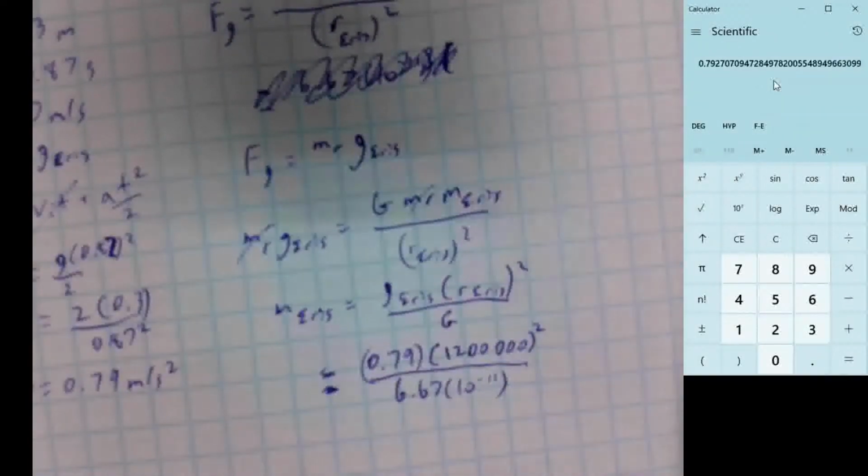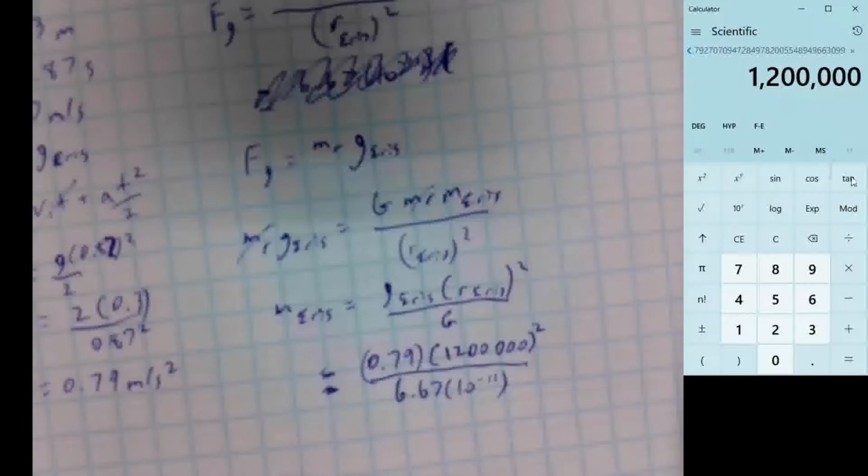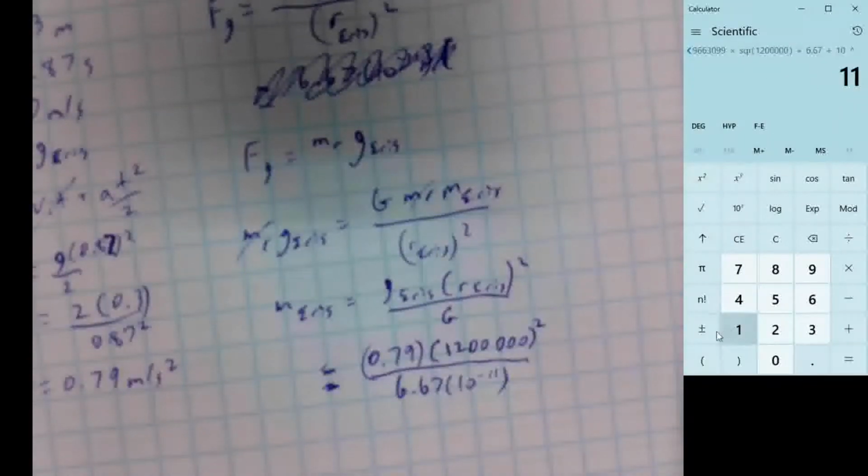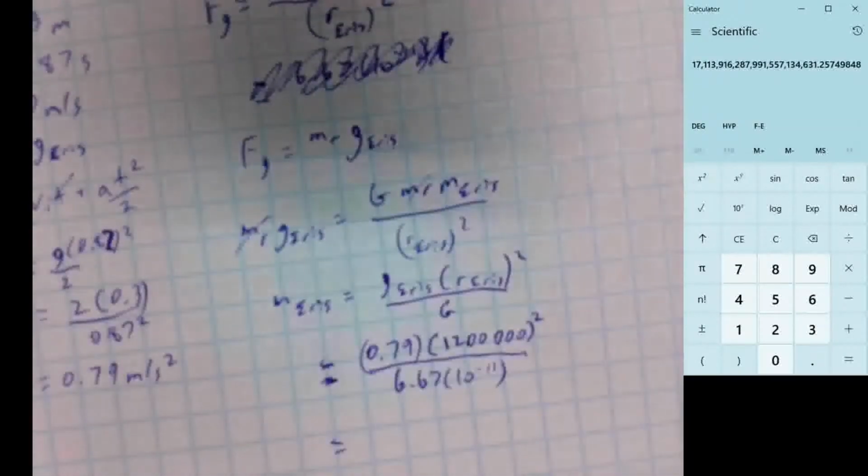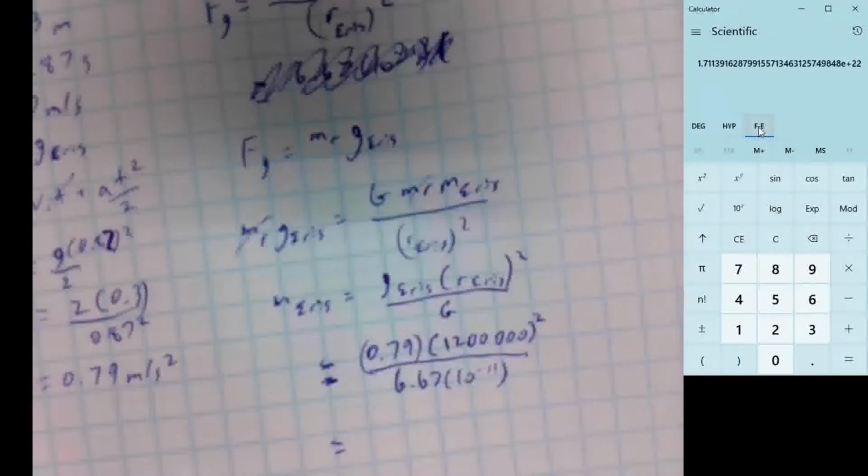So this is my g times 1,200,000 squared divided by 6.67 times 10 to the power of negative 11. That gives me a mass of Eros of 17 something, and then there's a bunch of numbers. I don't even know what this number is. But what I'm going to do is change it to scientific notation.